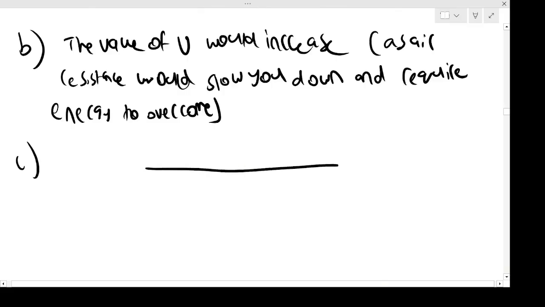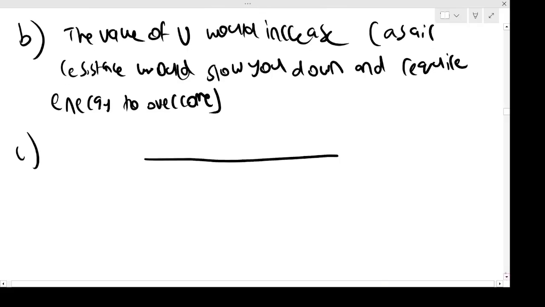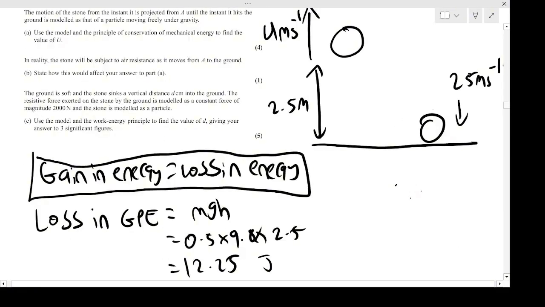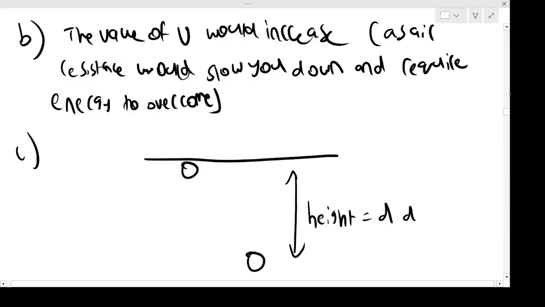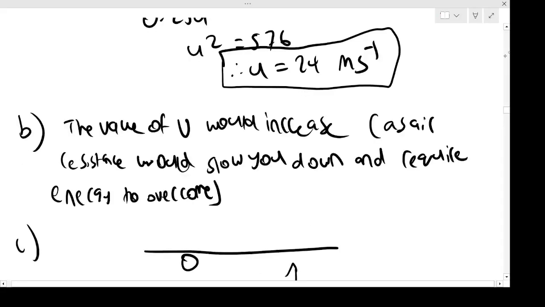So say this is my ground. We start here and then we end here. My distance, my height, which is actually called d. I picked up the units. It's in centimeters. That's an issue, because it has to be in meters. But we'll deal with that as it comes. But that's in centimeters for now. Always pay attention to units.